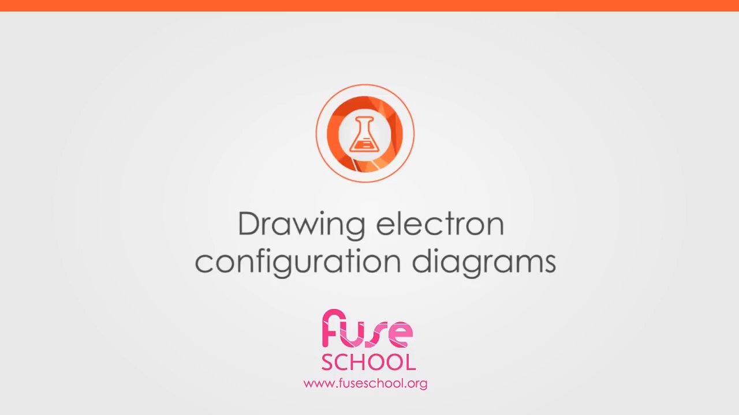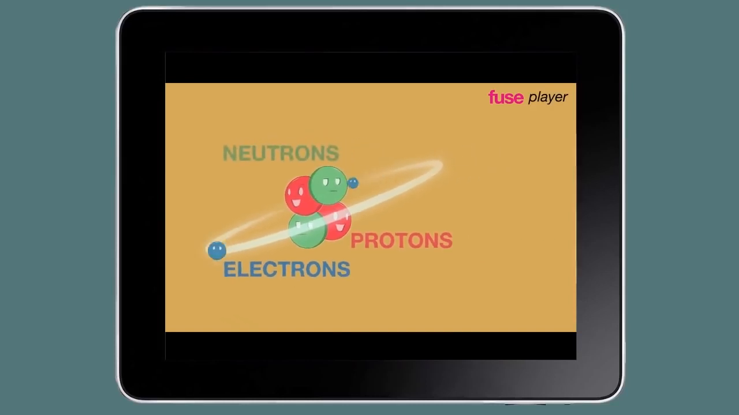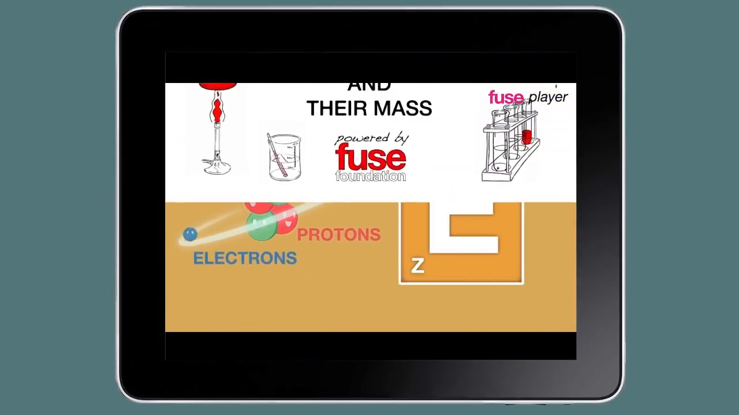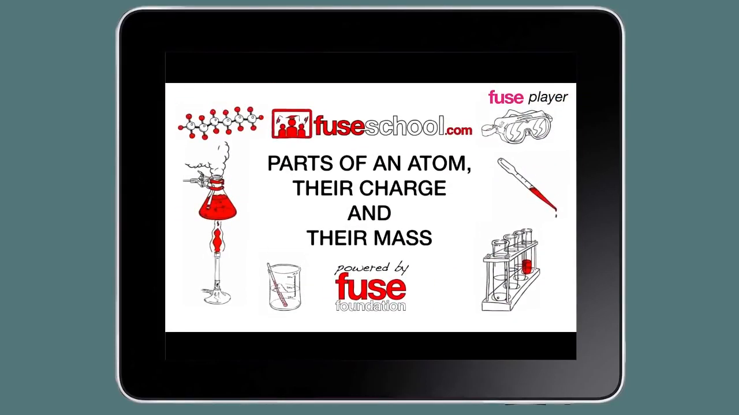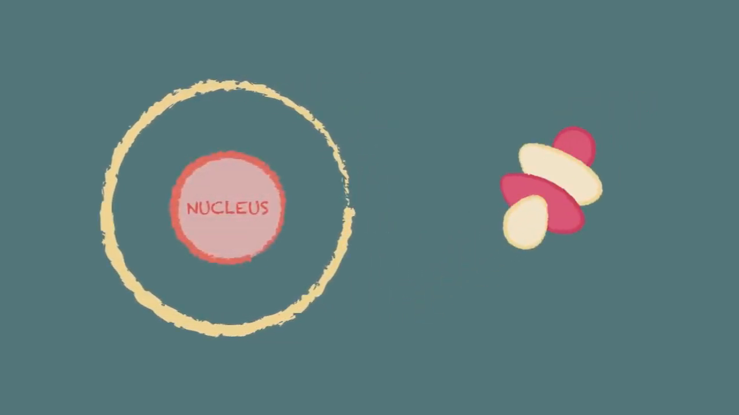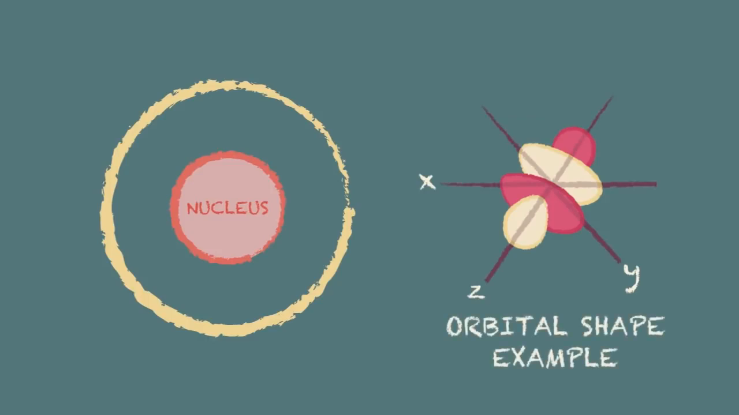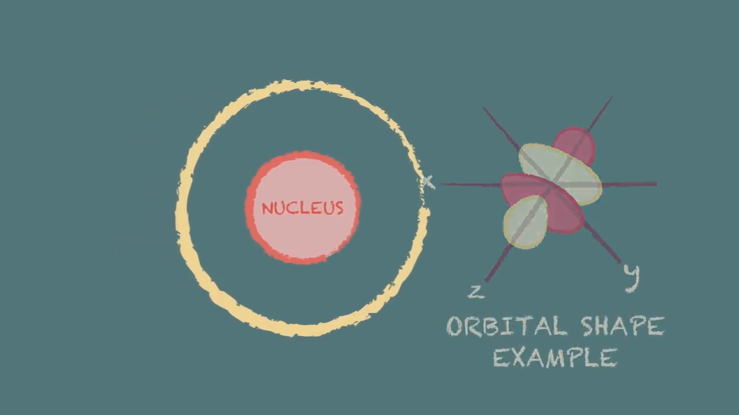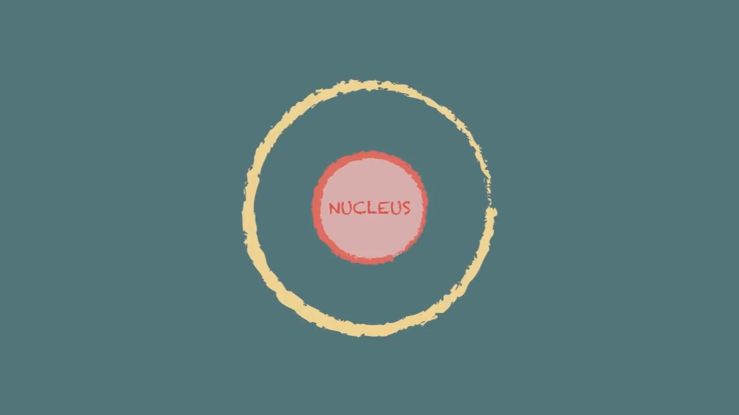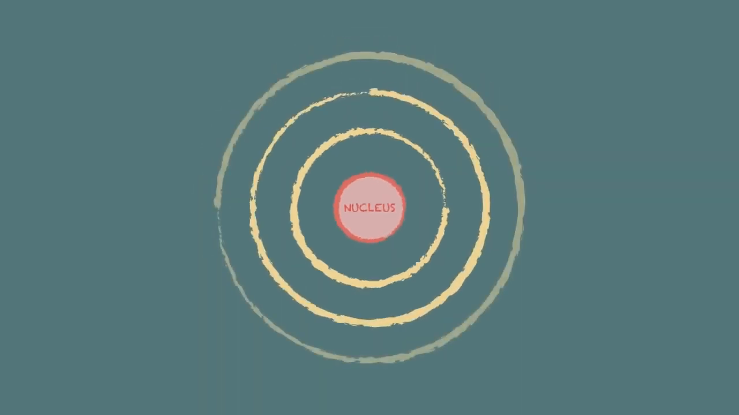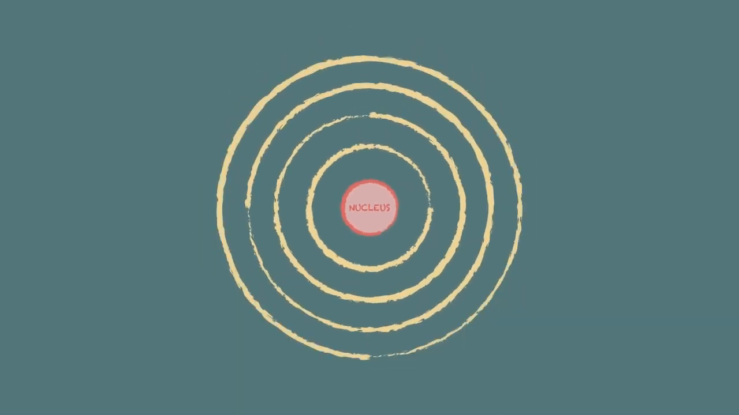You'll need to be familiar with the structure of an atom before going any further, and you may wish to look at the lesson Parts of an Atom, Their Charge and Their Mass first. Electrons are arranged in energy levels or shells around the nucleus of an atom. The actual orbit shapes are a bit too complicated to cover in such a short lesson, but on average, the orbital radius increases as the energy levels increase.